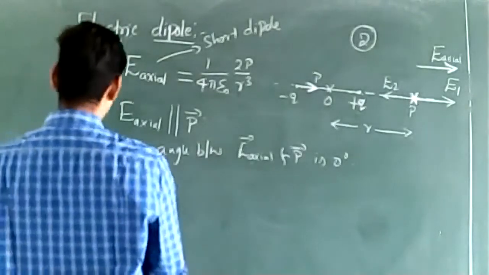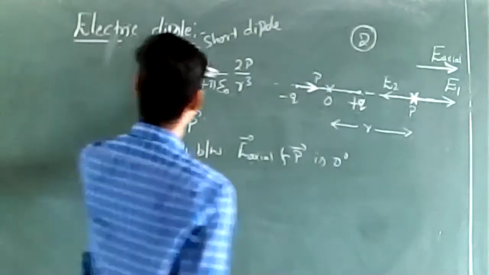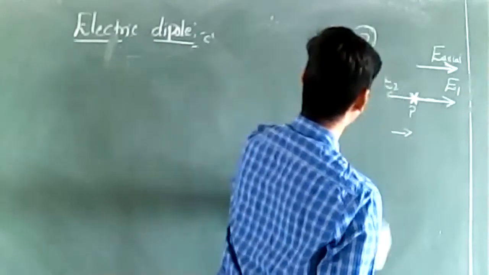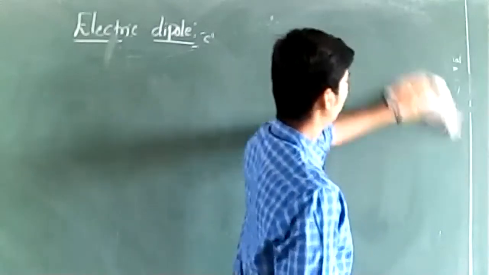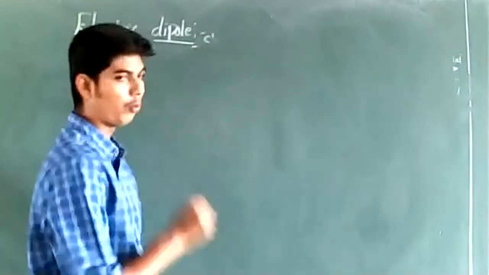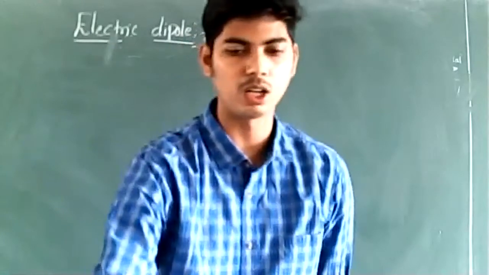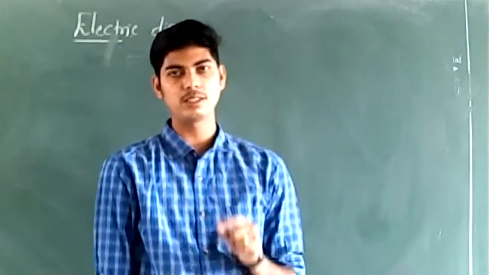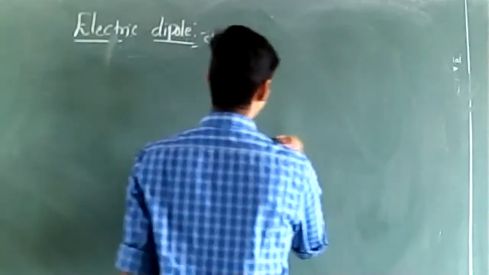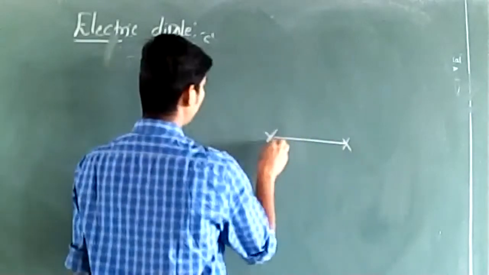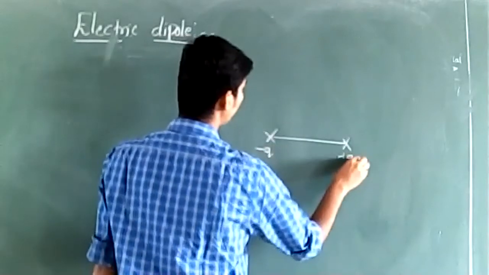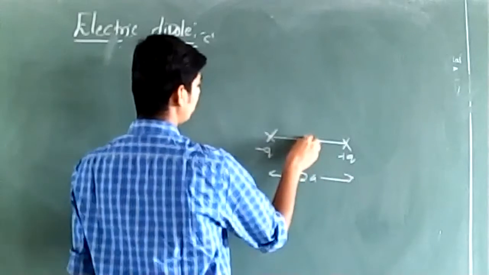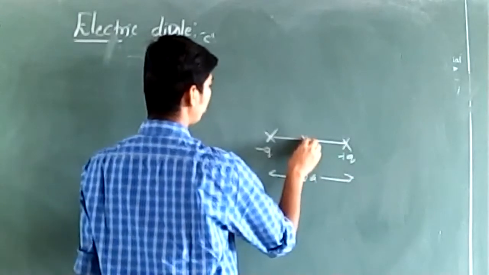Now, if we look at the electric field at a point on the equatorial line of a dipole, I have told you what an equatorial line is. A line drawn perpendicular to the dipole axis from its center is called the equatorial line. Suppose this is an electric dipole, this is minus q, this is plus q, and the distance between them is 2a. This is called the dipole length. This is the center of the dipole, we will call this O.